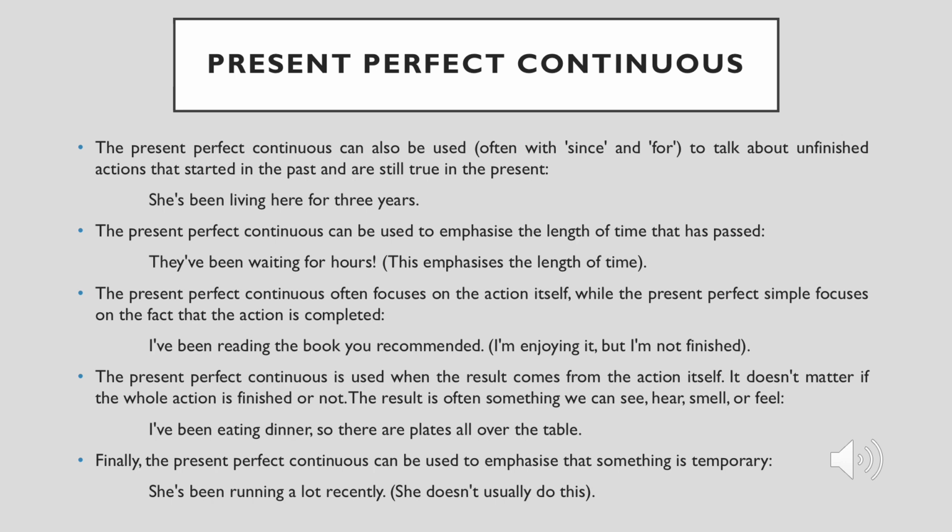I have been reading the book you recommended. The present perfect continuous is used when the result comes from the action itself. It doesn't matter if the whole action is finished or not. The result is often something we can see, hear, smell, or feel. I have been eating dinner, so there are plates all over the table. And finally, the present perfect continuous can be used to emphasize that something is temporary. She has been running a lot recently.